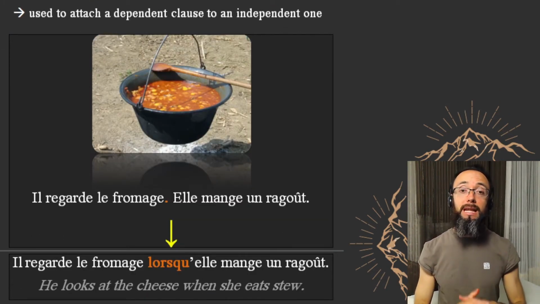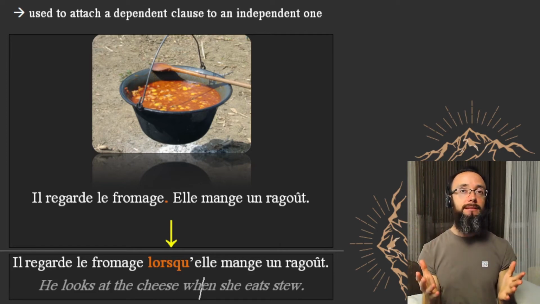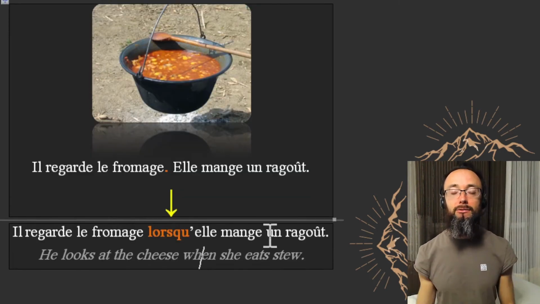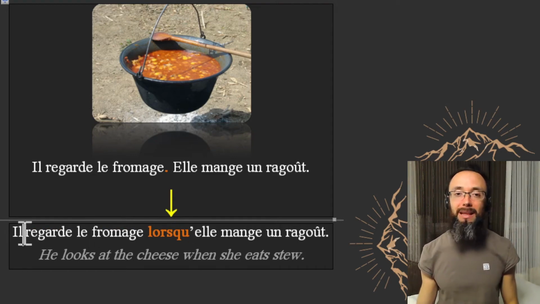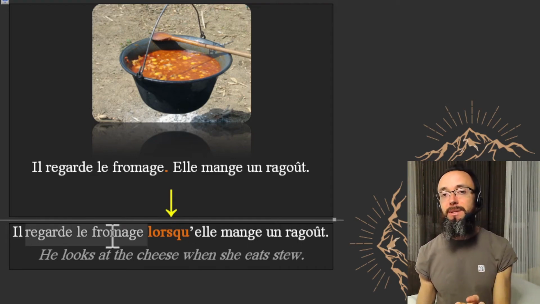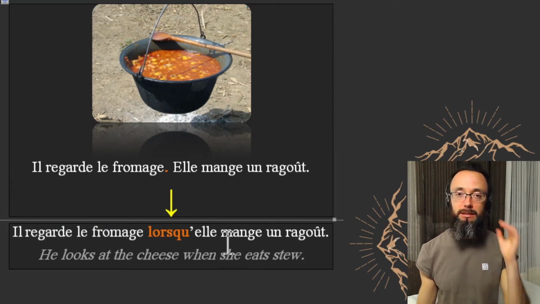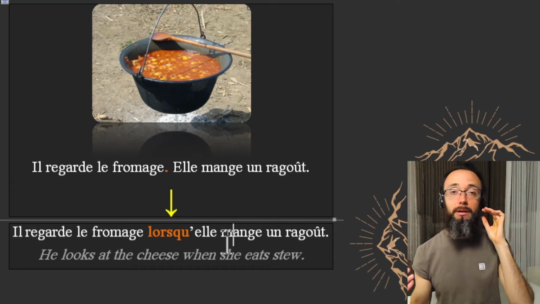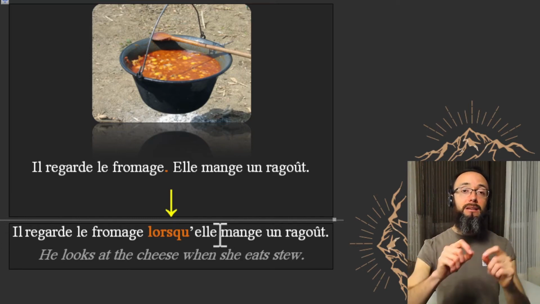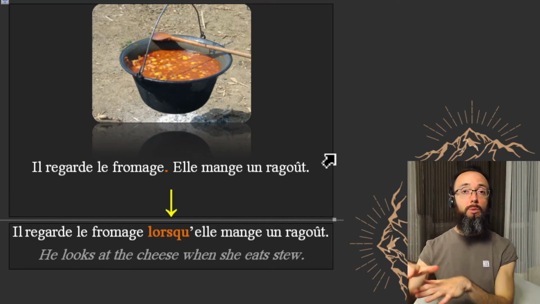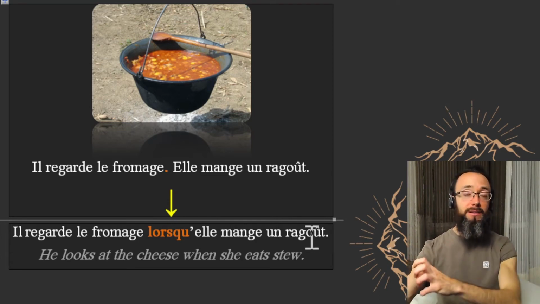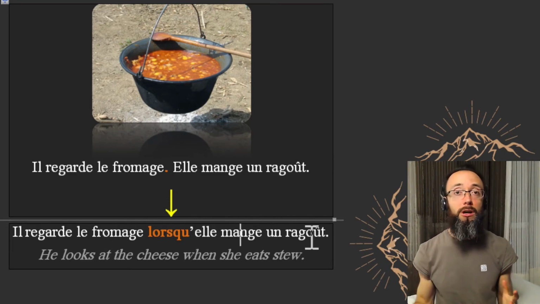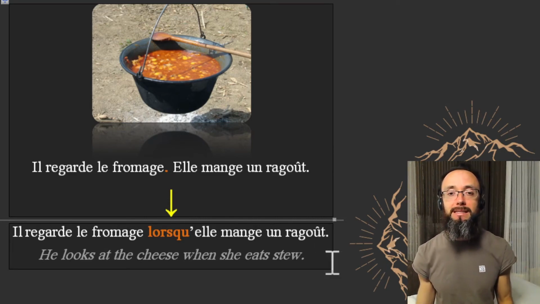And lorsque, in that case, what is it? Subordinate or coordinate? Il regarde le fromage lorsqu'elle mange un ragoût. This sentence is going to be very hard to split, because it's incomplete if I only keep that part of the sentence, because there's a guy looking at the cheese. It doesn't really tell me much about the context, but he's looking at the cheese, or he looks at the cheese when the woman, or elle, mange un ragoût. We have some part of the sentence that needs the other to work and to have meaning, to make sense.